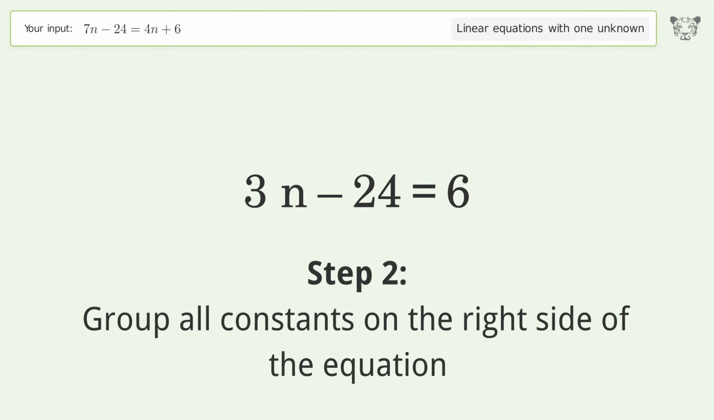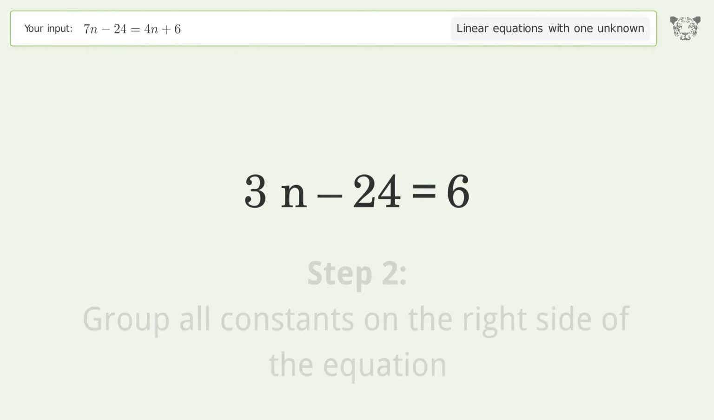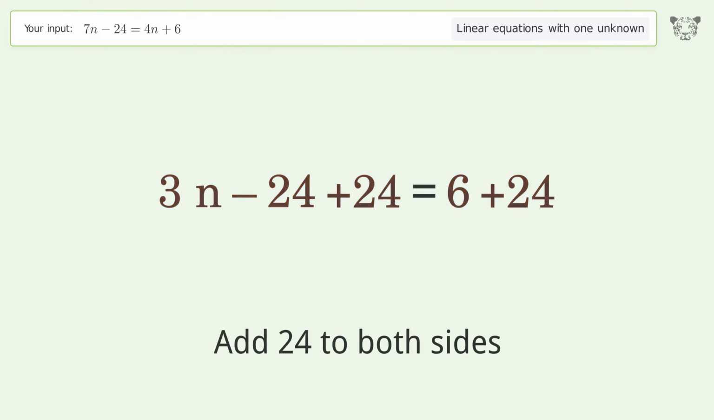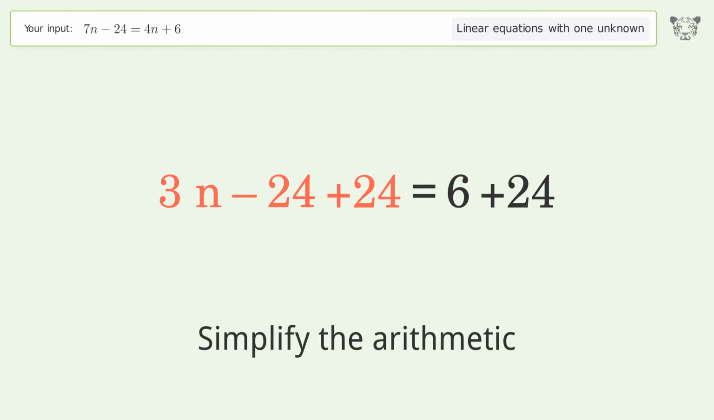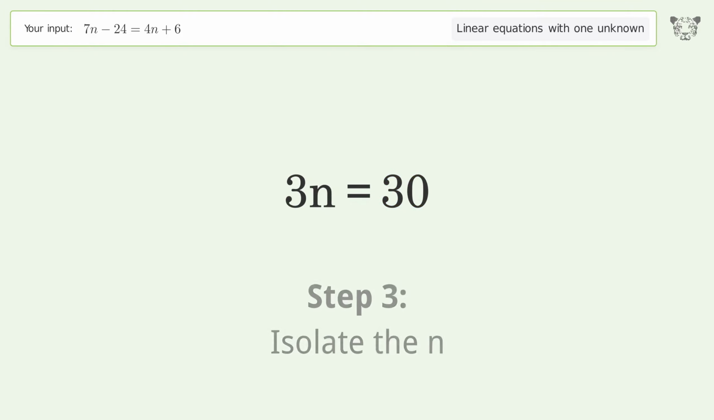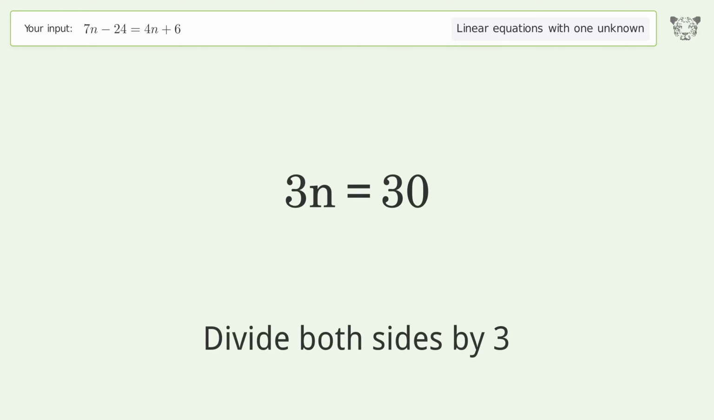Group all constants on the right side of the equation. Add 24 to both sides. Simplify the arithmetic. Isolate the n. Divide both sides by 3.